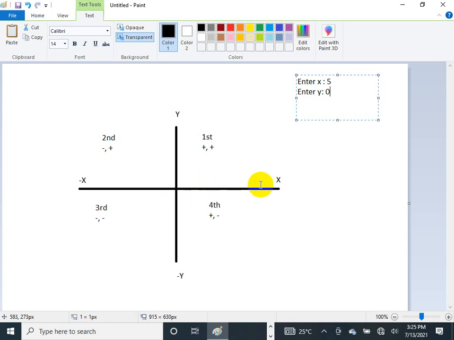If x is positive and y is 0, then that will be the positive x axis. That will be on the line, the point passes on the line, and on the data we say it is the positive x axis.